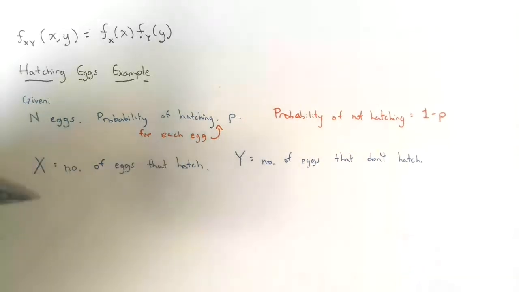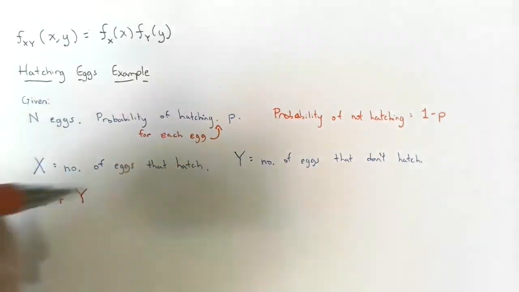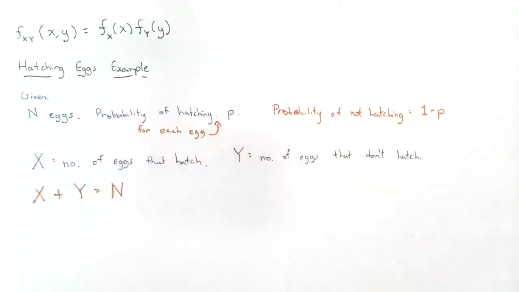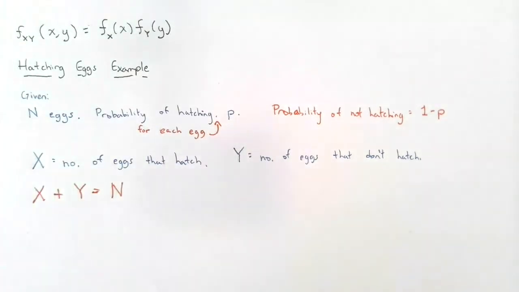Exactly, that's absolutely right, right? So we know that if x is the number of eggs that hatch and y is the number of eggs that don't hatch, then the sum should be equal to the total number of eggs, right? Eggs will either hatch or not hatch. There's no in between, right? Which means that if we have n eggs, then n should be the sum of all the eggs that hatch and all the eggs that don't hatch. Good. So we found that relationship. We get that x is equal to n minus y, or y is equal to n minus x.